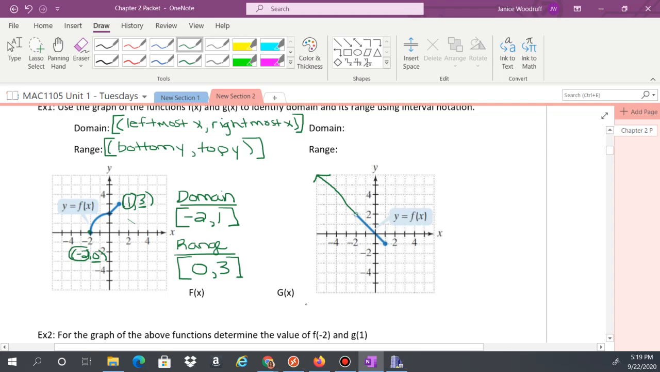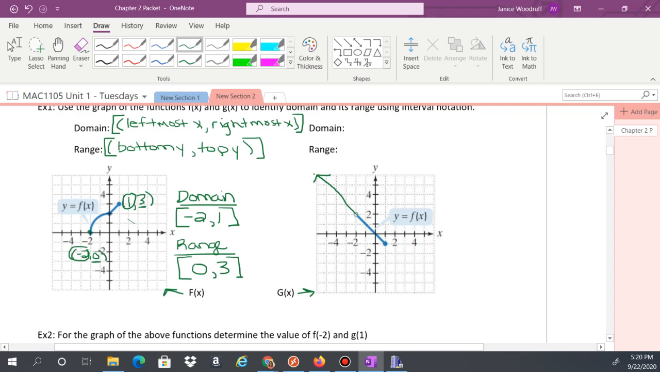Okay, now let's look at the function on the right. That's function g of x. This is function f of x. Okay, this arrow, so if you don't have that drawn, have an arrow to include that it keeps going up and to the right or left.